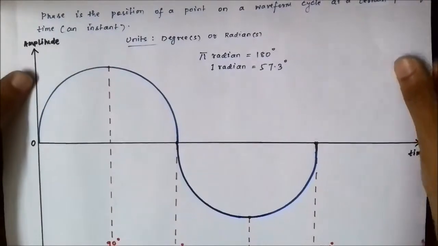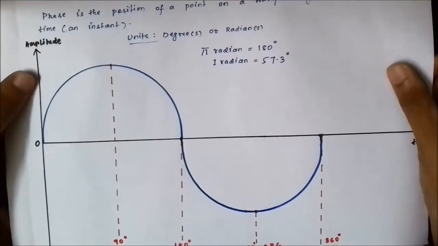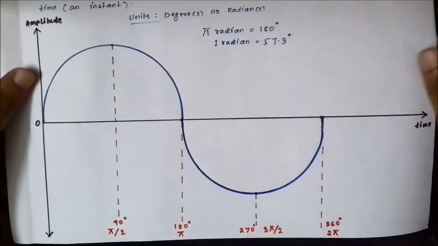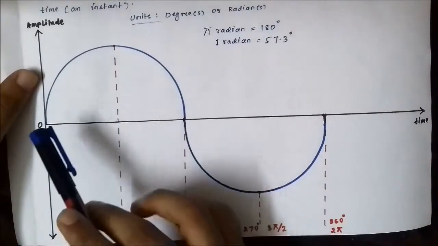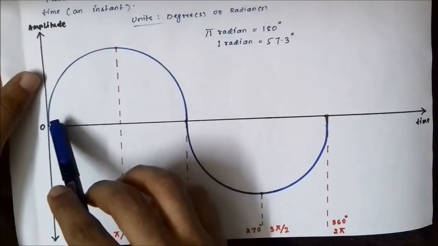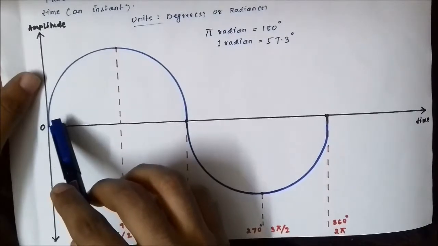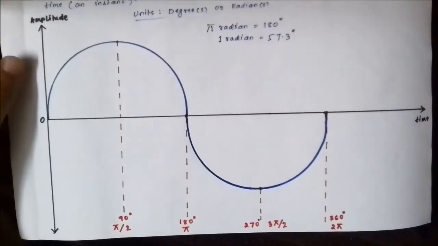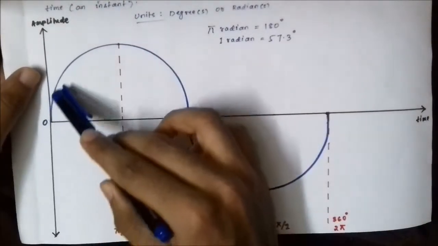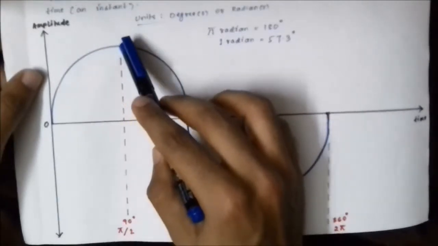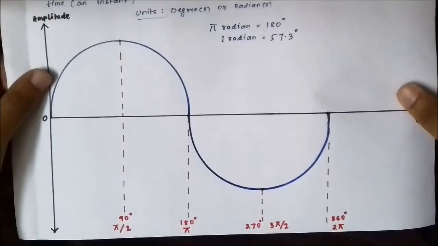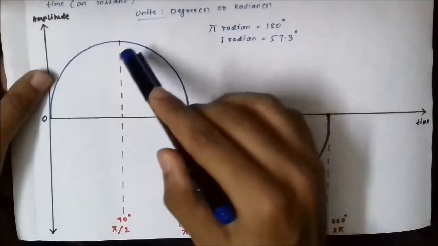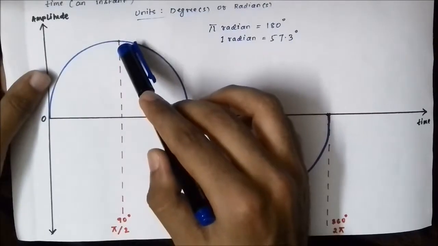So here again we have taken a sinusoidal signal so that the analysis would be simple. Here the phase at the start of the waveform is 0 degree or 0 radian. As the wave propagates, at the positive peak or crest, the phase of the signal is 90 degree or pi by 2, so that the maximum amplitude occurs at 90 degree.